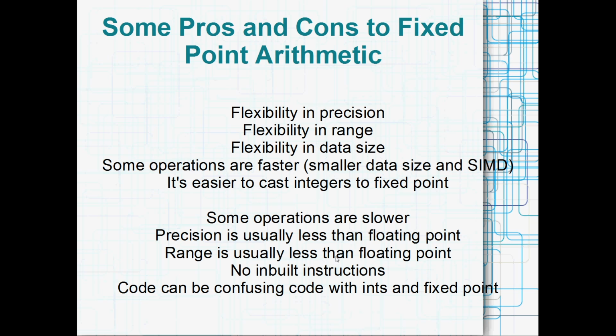Also, range is generally less than floating point. With floating point, the range is gigantic because they've got this exponent over the side. Floating point uses a scientific notation to represent numbers, and it's got a huge range because of that scientific notation. Fixed point doesn't use that scientific notation, so the range is considerably less.